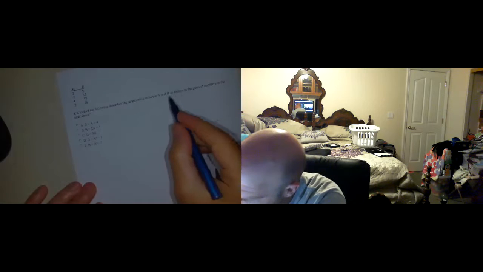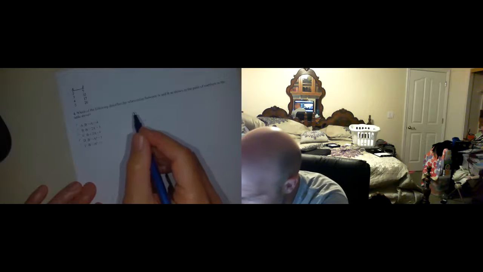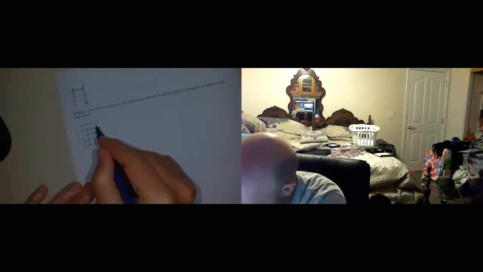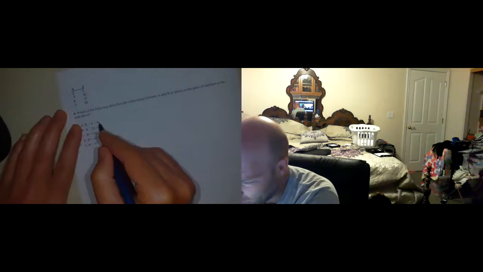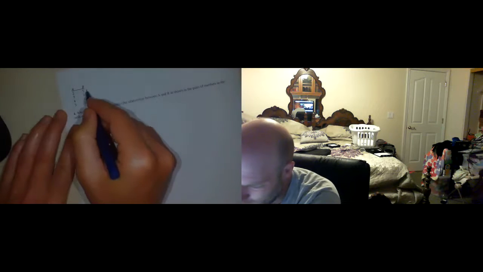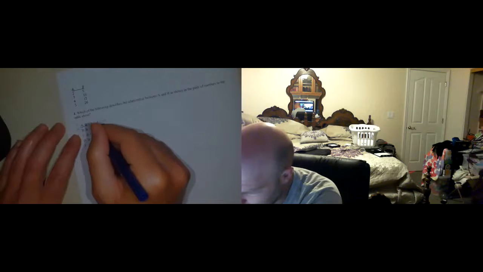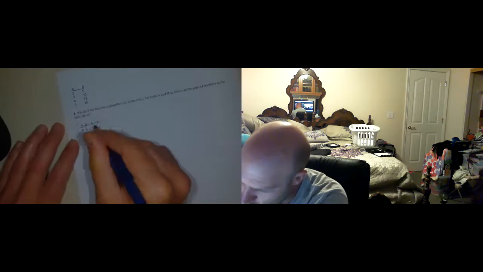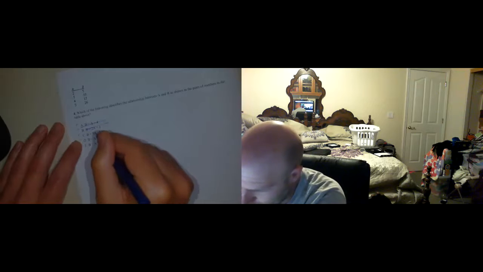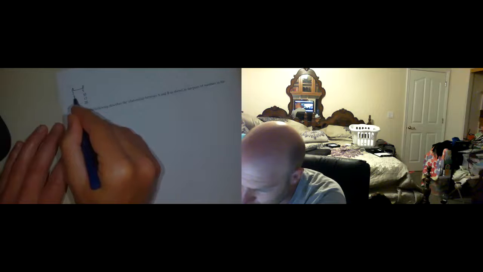Which of the following describes the relationship between A and B as shown in the pair of numbers in the table above? Choice A, B equals A plus 4. Well, if I add 4 to 2, I don't end up with 5, so that one's not good. B is equal to 2 times A plus 1. All right, double it, add 1, that seemed to work. Double it, add 1, nope. 3 times A minus 1, triple it, subtract 1, triple it, subtract 1, nope.